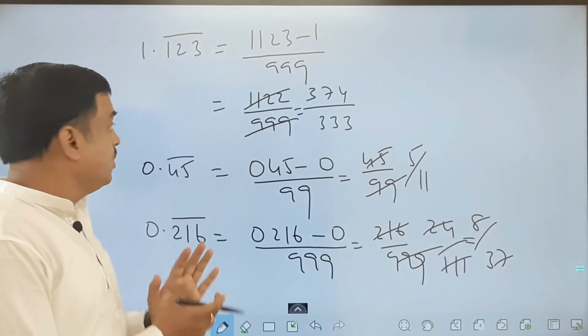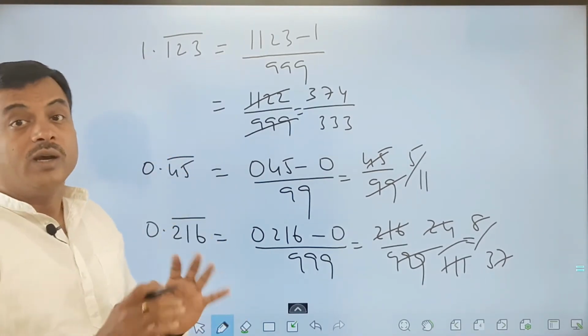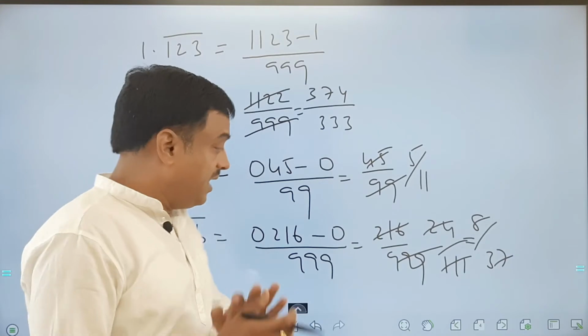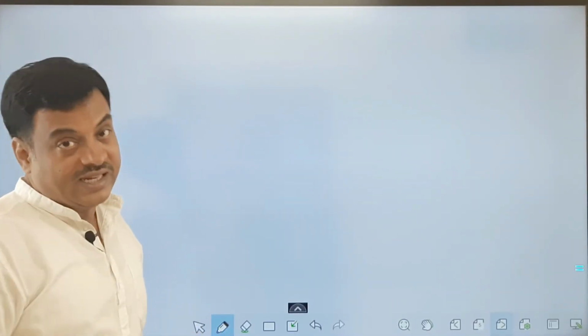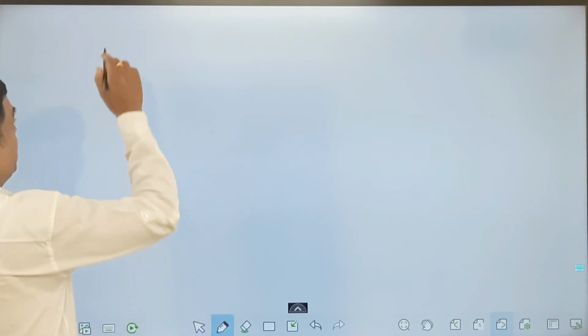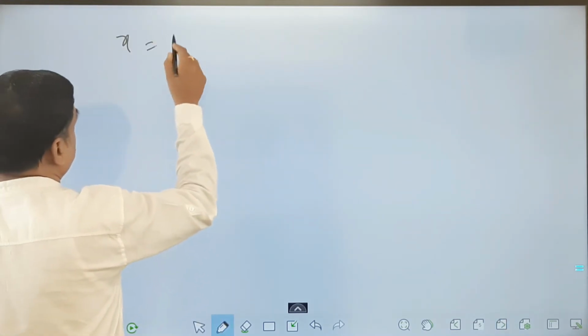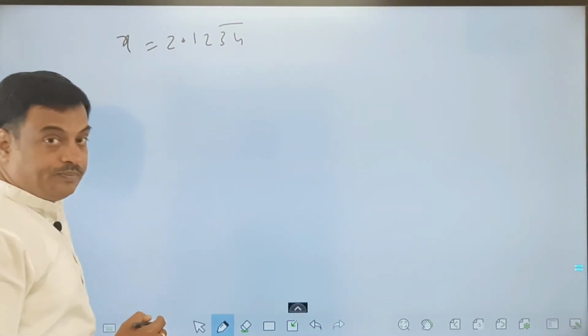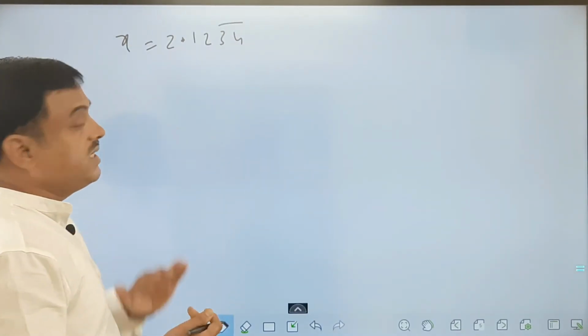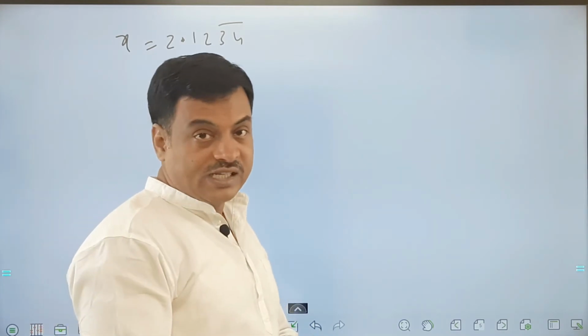So I was giving you some values for pure recurring decimal. Now we'll have more examples on mixed recurring decimals. What is mixed recurring decimal, friends? If I take x is equal to 2.1234 bar, for example. Okay, so this is the example of mixed recurring decimal.